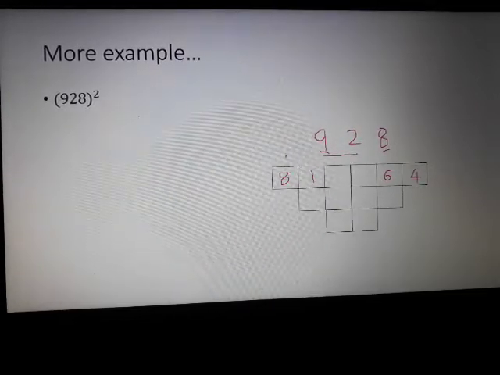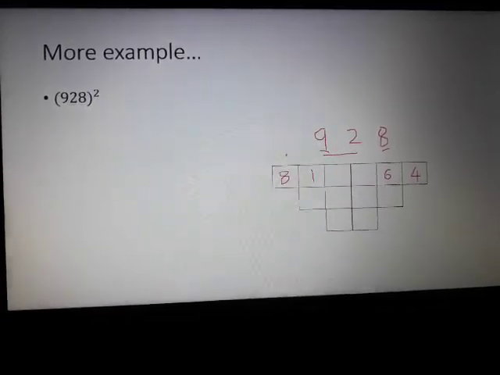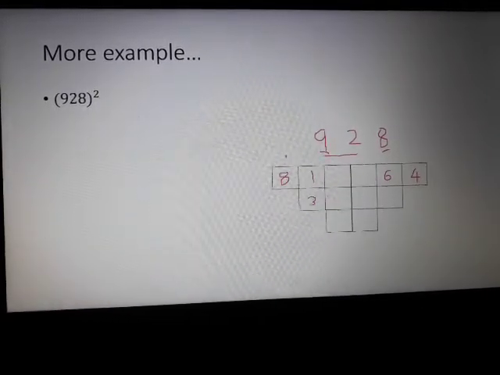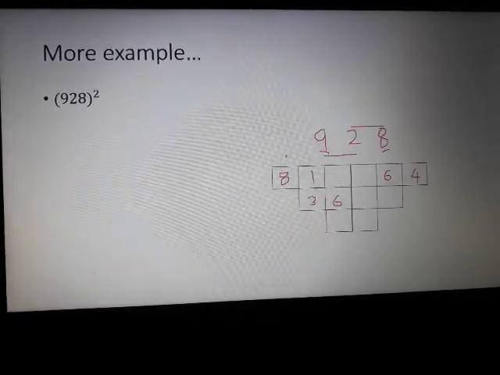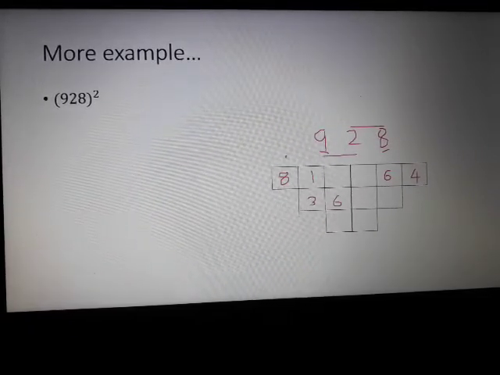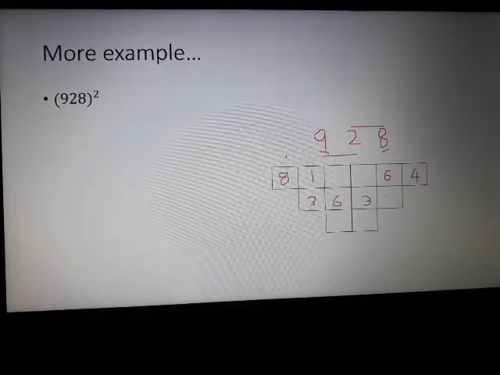Now take the first and the second digit. We have 9 and 2. Multiply them. 9 2s are 18. Double the result, 36. Write the result in the left two boxes of the second row. Now take the second and the last digit. 2 and 8. Multiply them, 16. Double the result, 32. Write the result in the last two boxes of the second row.